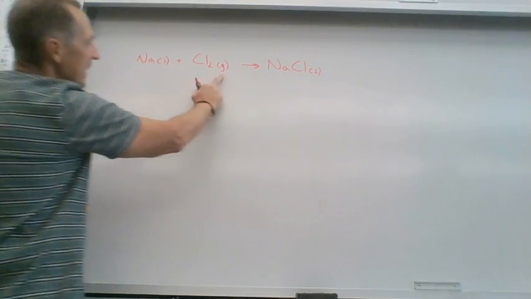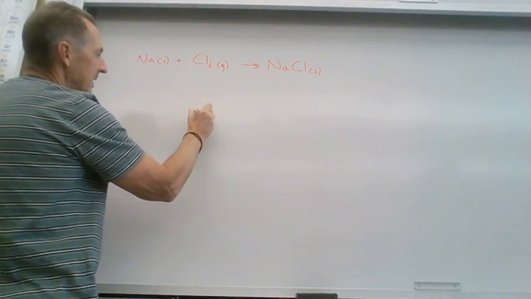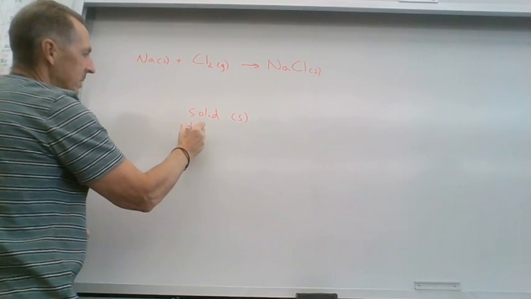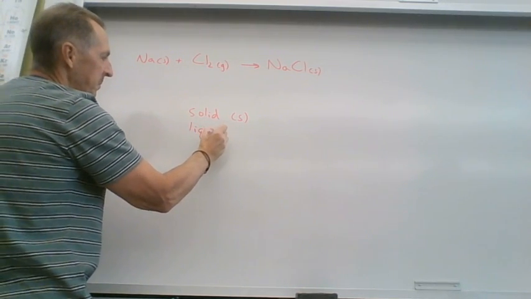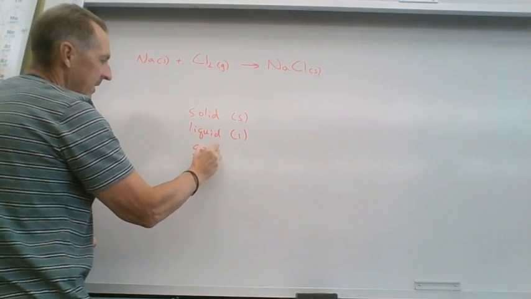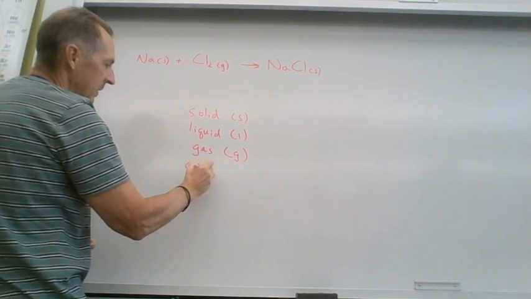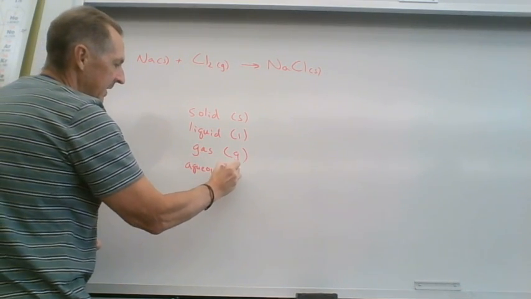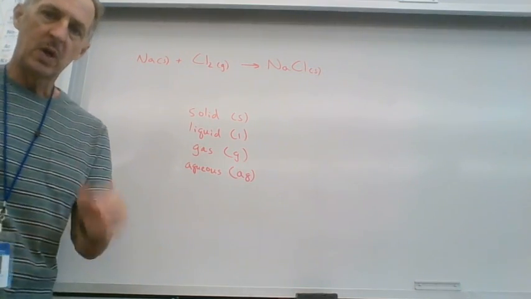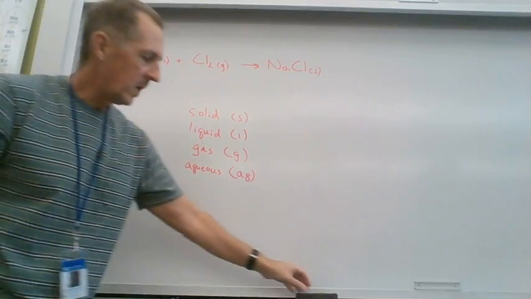And it's these abbreviations here, and these are what are called the states of matter. So we can have something that is a solid, and that will be abbreviated with an S. We could have something be a liquid, and that will be abbreviated with an L. We can have something that is a gas, and that would be abbreviated with a G. And then we can have what's called aqueous. And that would be abbreviated with an AQ. And aqueous just means dissolved in water. So if you see AQ, whatever it is is dissolved in a water solution.